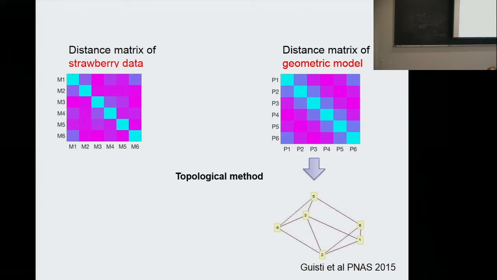In the approach that they developed, we take a matrix and threshold it at a certain level. If the correlation between points is higher than a certain threshold, then the corresponding nodes will be connected. So a matrix of pairwise distances becomes a network, and then one can measure the number of cycles or holes in that network.